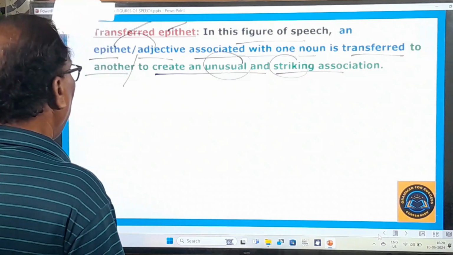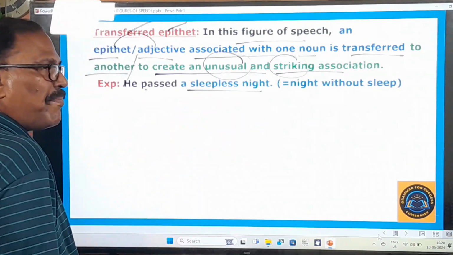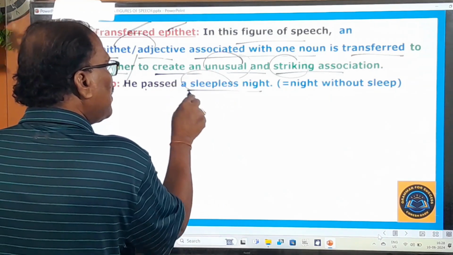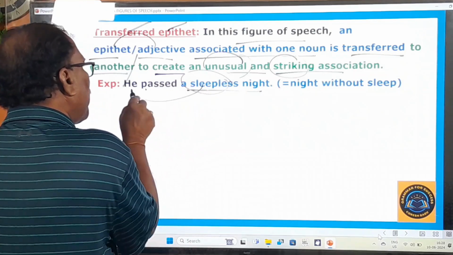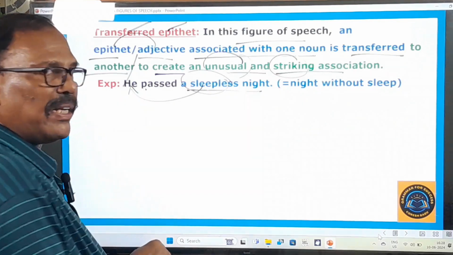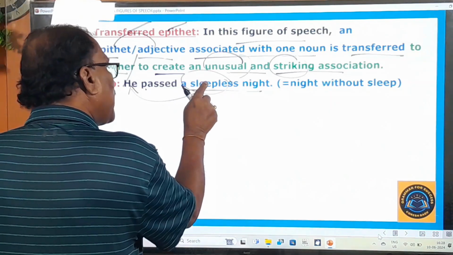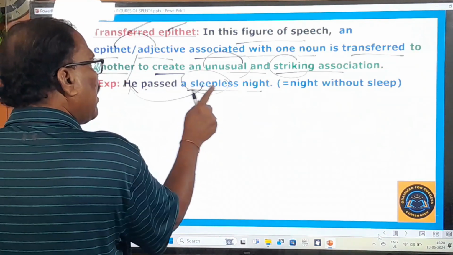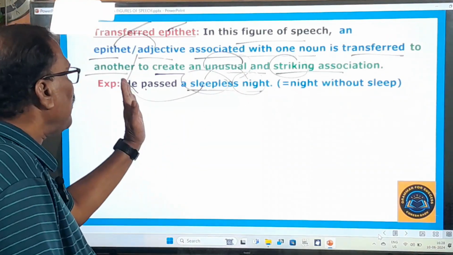Combination, right? And here you pay attention. He passed a sleepless night. In this example, the word sleepless is there. This is actually to be used for the person who doesn't have any sleep that night. So instead of using this adjective for this person, here this adjective is used for the night. The transferred epithet.